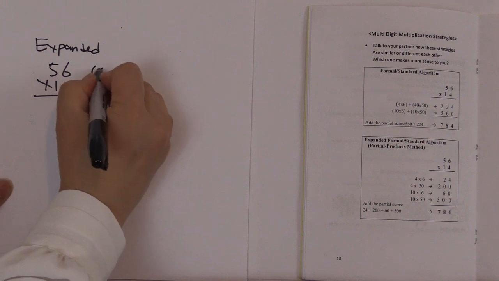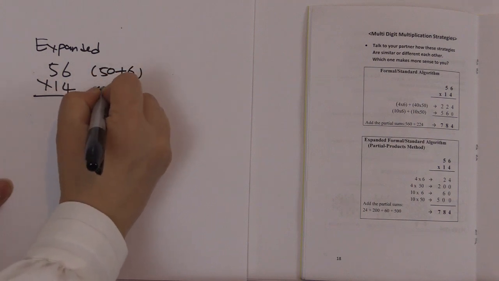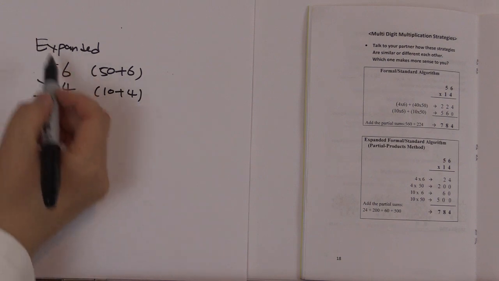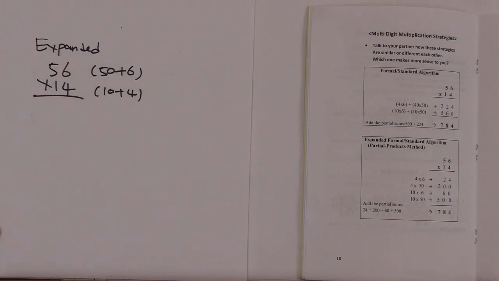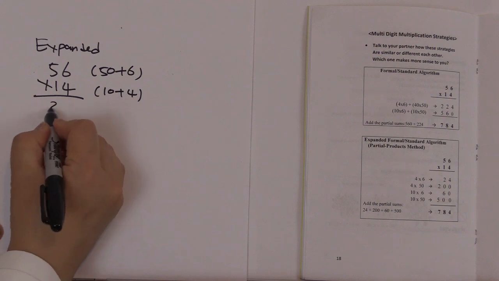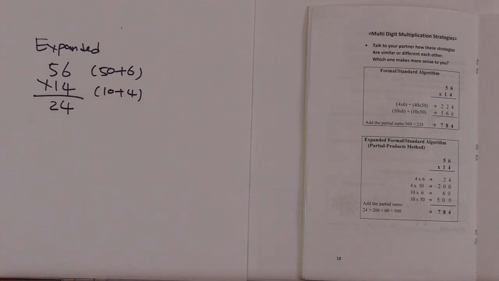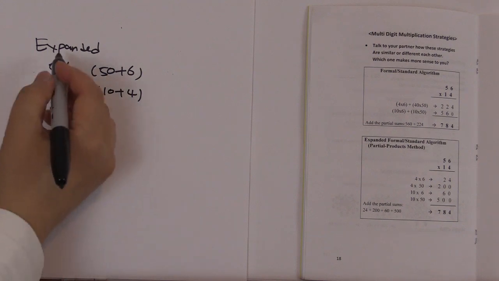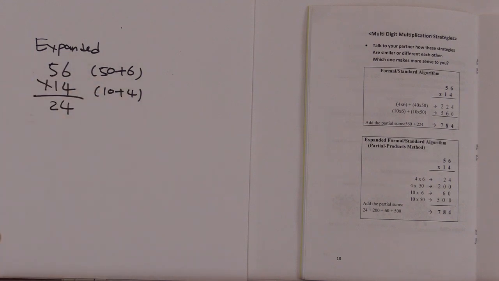So 56 is 50 plus 6 and 14 is 10 plus 4. So what I'm going to do is 4 times 6, which is 24. So I'm going to write down 24. Now what do we do next? I did 4 times 6. I have to do 4 times 50. So 4 times 50 is 200.